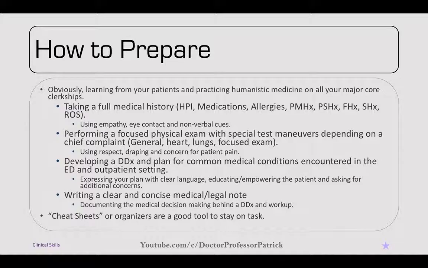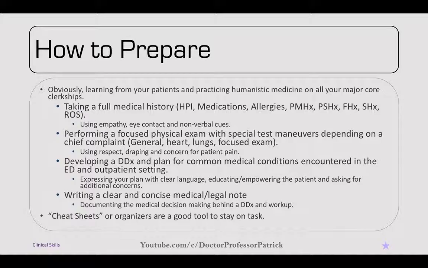might be. And then you're going to want to express that plan with clear language. So you're not going to use medical jargon with the patient. You're going to educate and empower the patient, and then you're going to ask for any additional concerns. So before you leave the room, the patient should know what you think it is, what you think the next steps are going to be, and you should have answered all of their questions.